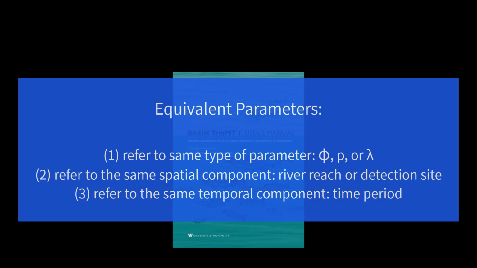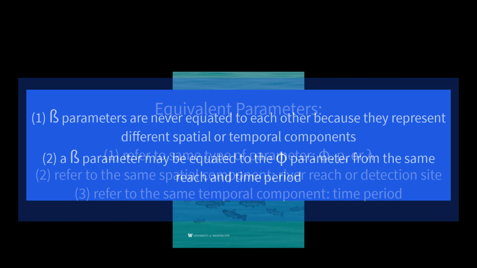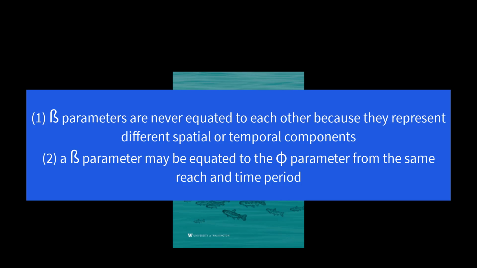BasinTribPit equates only equivalent parameters across releases. Equivalent parameters refer to the same type of parameter, phi, p, or lambda, the same spatial component, river reach or detection site, and the same temporal component, time period, but refer to different release groups, either from different release sites or from different release years. Beta parameters are never equated to each other because they always represent different spatial or temporal components. However, they may be equated to phi parameters if they represent the same reach and time period, that is, for a release group that was released at a detection site of an upstream release group.